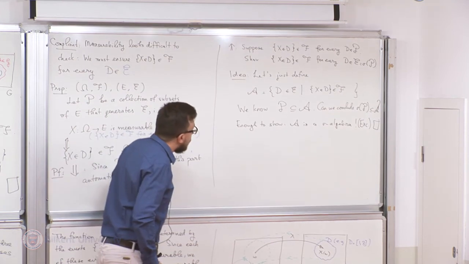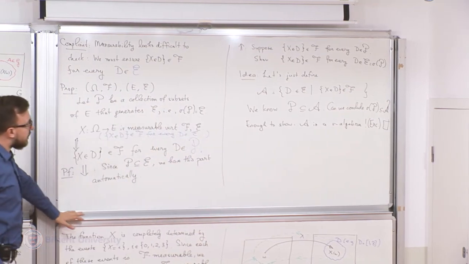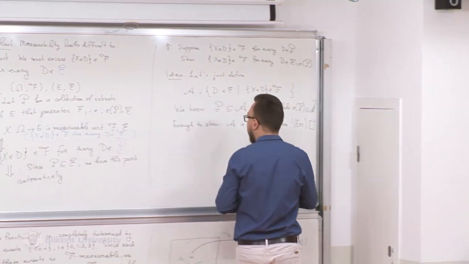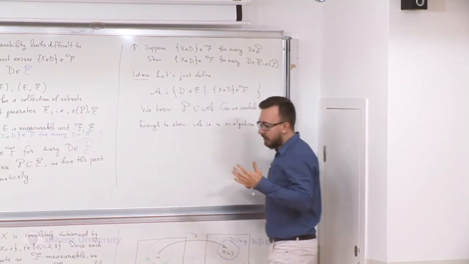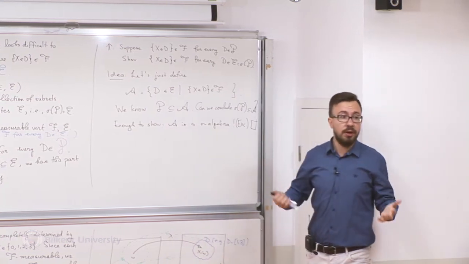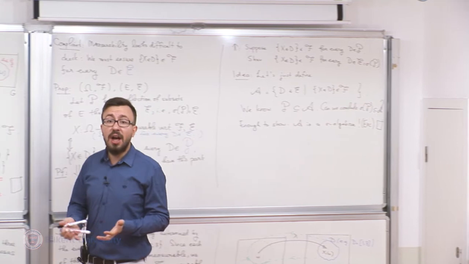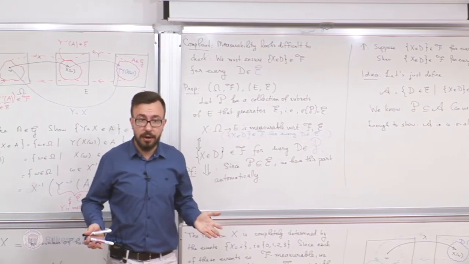Okay. So it's important to digest this proof. There is something going on here. Well, let me say it this way. There is not much going on here, because we did not use the monotone class theorem.